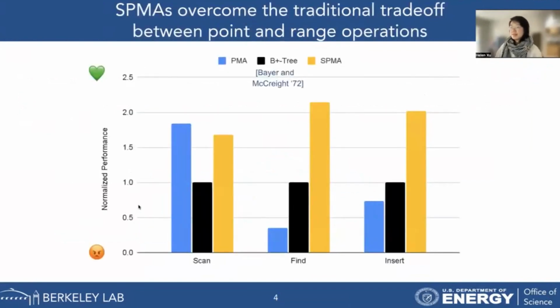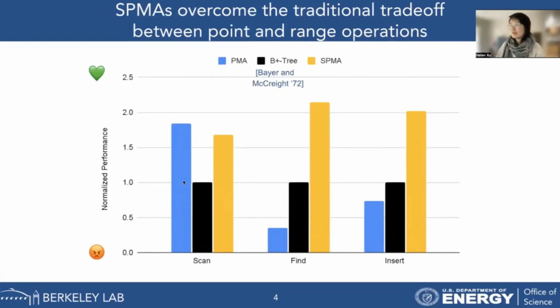And this is some data to summarize the results and show you exactly what I meant by this trade-off. The x-axis is a bunch of different operation types. A scan is a range operation that reads over all the data. Find and insert are point operations. Find is checking whether an element is in the data structure, and insert is adding some element into the data structure. The y-axis is normalized performance, and up is good. So we have the PMA, we have a B+ tree, which is a variant of a classical B tree, and we have the SPMA. The line at 1 is at B trees. So up means that the thing was better than B trees, and below 1 means that the thing was worse than B trees.